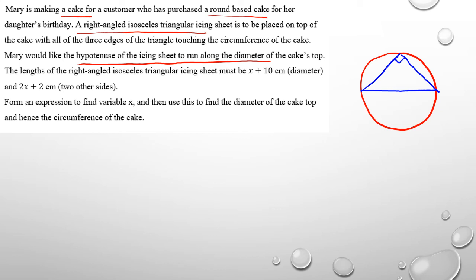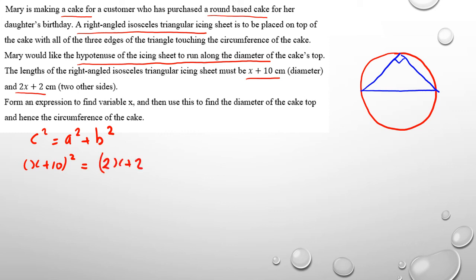Now the length of the right angle isosceles triangle icing must be x plus 10. So that's the hypotenuse, which is the diameter, and then 2x plus 2 is the other two sides. So now obviously we're using Pythagoras. It's a right angle triangle, so using Pythagoras is c squared equals a squared plus b squared. C squared is the hypotenuse, so it's x plus 10 squared, and a squared and b squared, they're the two isosceles sides, which is 2x plus 2.